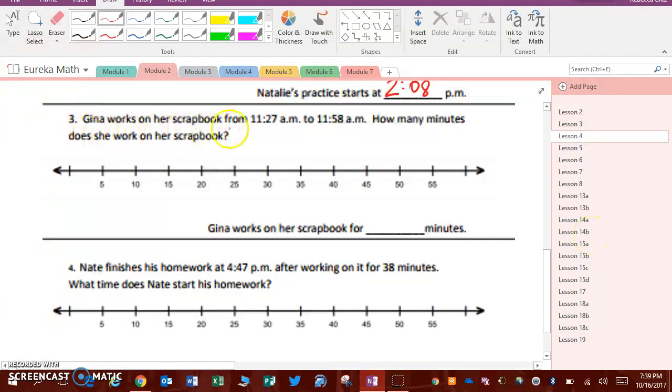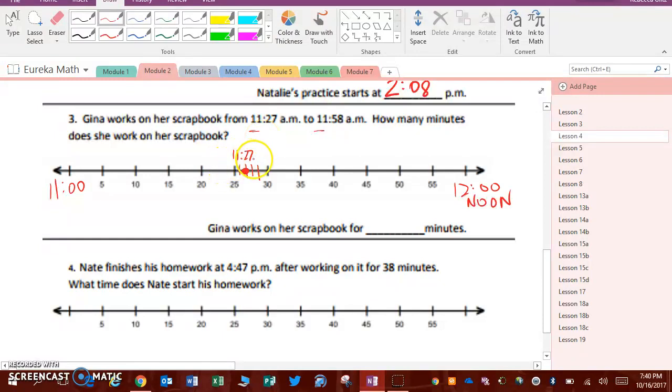Gina works on her scrapbook from 11:27 a.m. to 11:58 a.m. How many minutes does she work on her scrapbook? So we're working in the 11 o'clock hour. So this is 11 o'clock and this is 12 o'clock. And that would be noon. Okay. So she starts at 11:27. So here's 25. 26, 27, 28, 29. So here's 27. So I'm going to put my point on the line and label that 11:27.